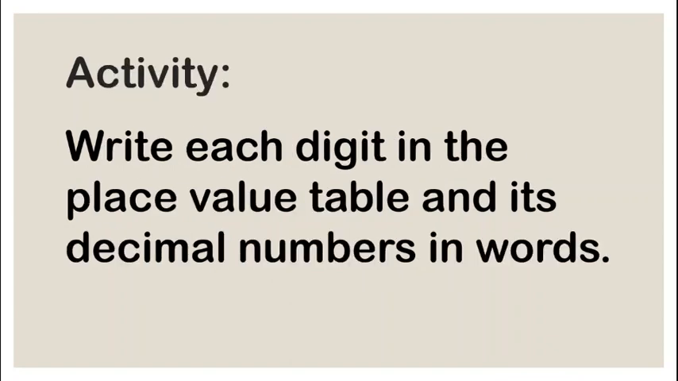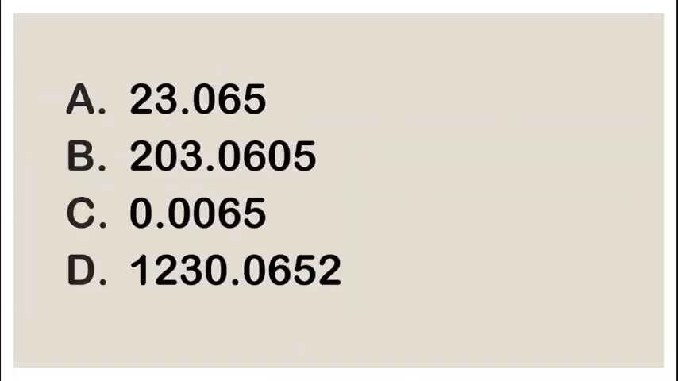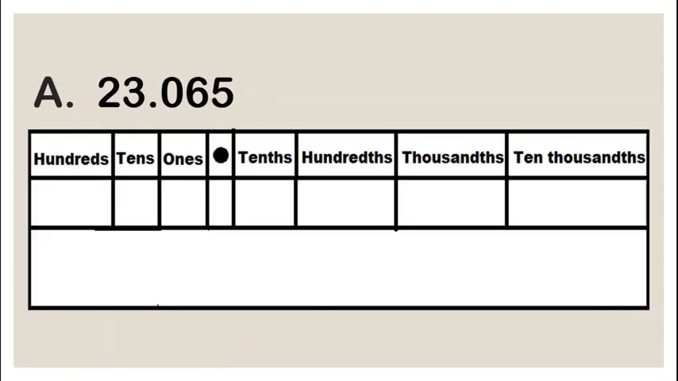Okay, let's proceed with our activity. Write each digit in the place value table and its decimal numbers in words. Again, in your activity, we need to write each digit in the place value table and its decimal numbers in words. So let's have the following decimal numbers. We have 4 items. So let's start with letter A.